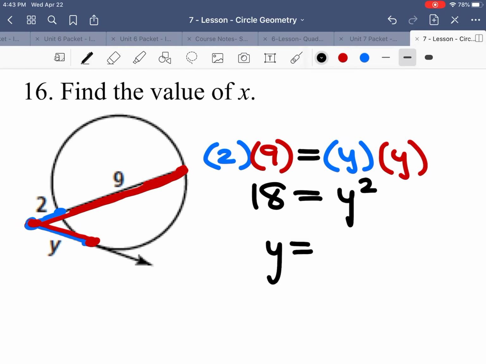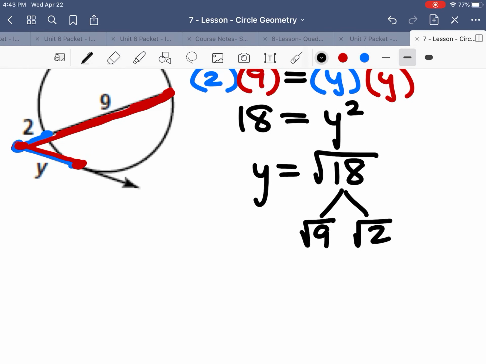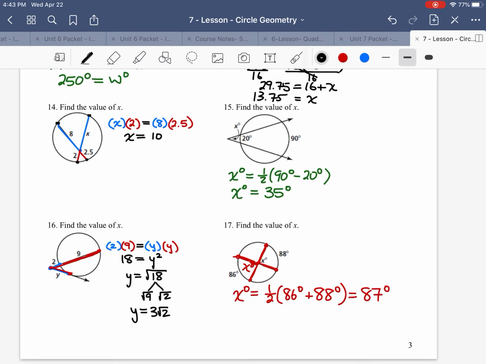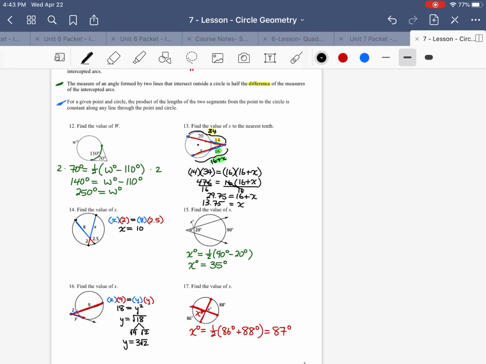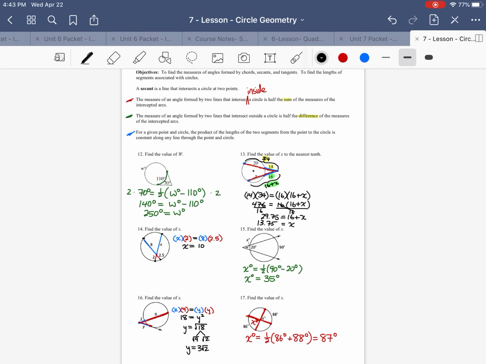So we're looking at 18 is equal to y squared. And so y would be equal to the square root of 18, which can be broken down into the square root of 9 and the square root of 2, making y equal to 3 times the square root of 2. All right, and so those are the different cases involving the secant, and that'll do it for our circle lesson.